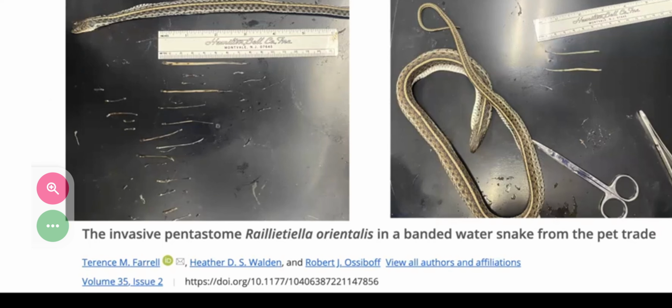And so there's a lot of avenues by which snakes and pentastomes can move around in the environment, and we should be careful not to think this is just an issue for wild snakes and that wild snakes and reptiles and amphibians are totally separate from captive populations. There's a surprising amount of interconnections. Thank you. All right.